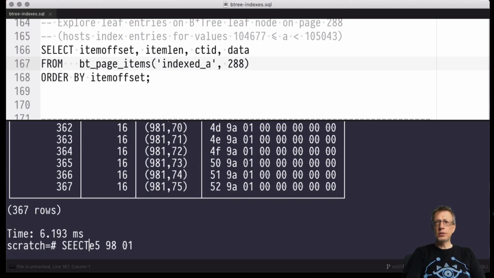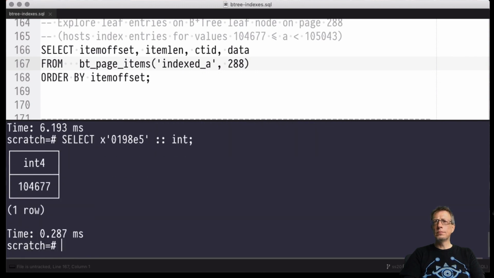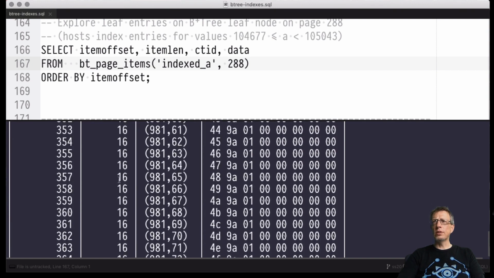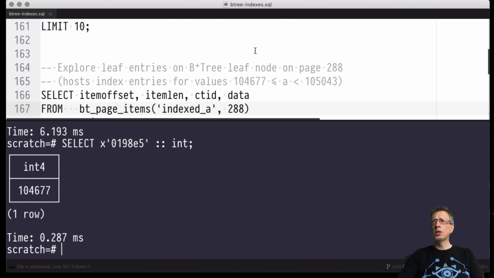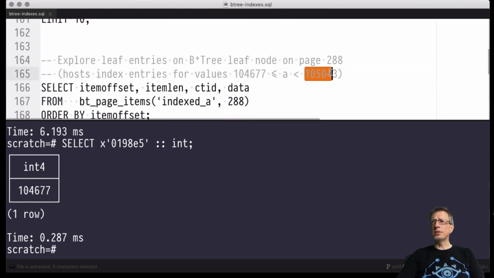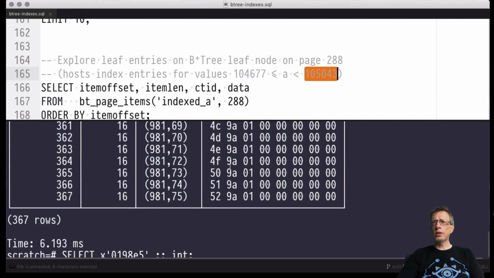Let's convert that. And let's check whether we are in the expected bounds. So 104677, 104677. I think let's check here. This is indeed the minimum expected value that we were allowed to find or expected to find on this particular leaf page. The maximum value is this in decimal. All right, so let's check. This is the maximum value that we find.